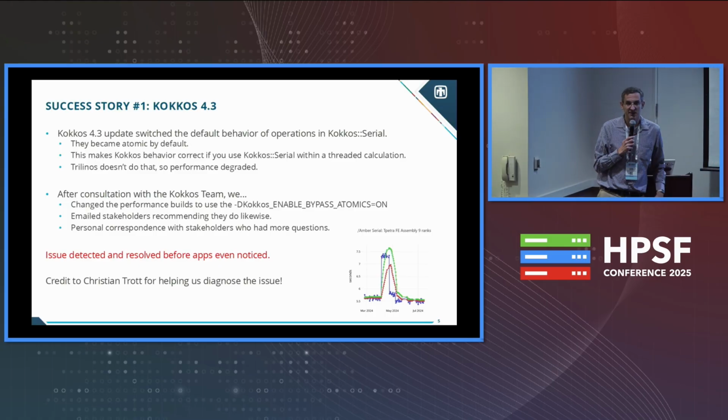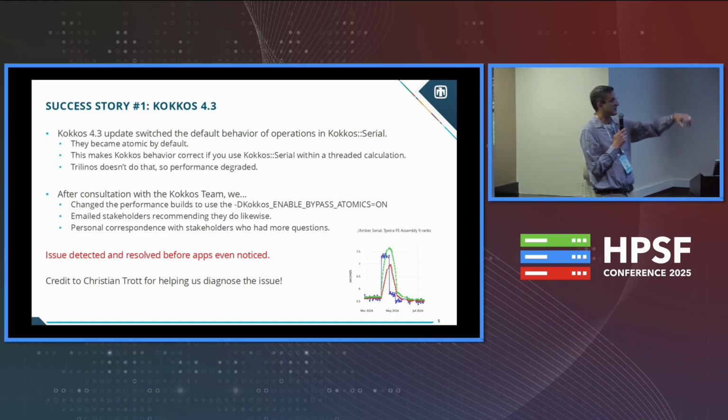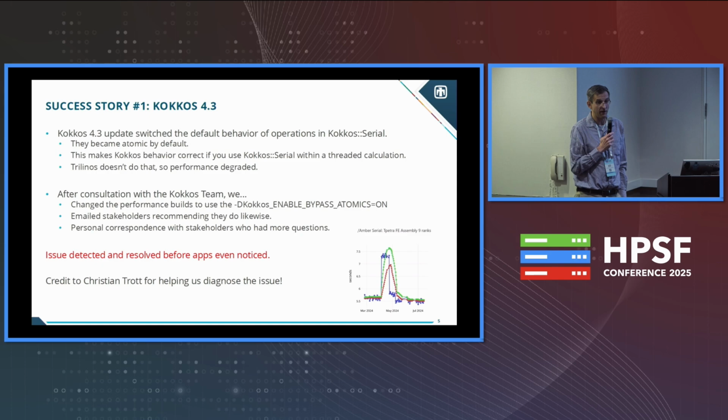So we talked to the Kokkos team about it. We saw this, and we're like, oh, this is real. What's going on? And Christian Trott was very helpful here. We identified this Kokkos bypass enable atomics equal on. We immediately flipped all of our performance builds to use it to make sure it did what we thought it did. We emailed out to our stakeholders to recommend they do likewise.